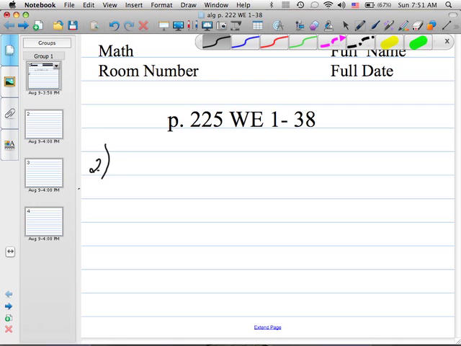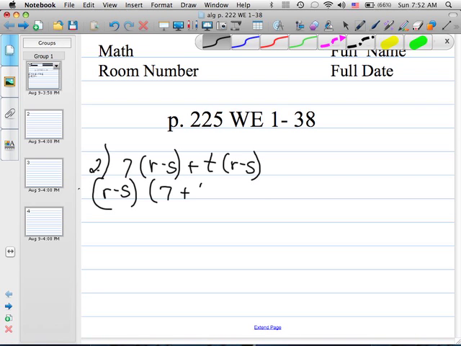Problem number 2, copy it. It's 7 times r minus s plus t times r minus s. I can see r minus s is my common factor. I pull it out. It was first used with 7 and then with plus t.